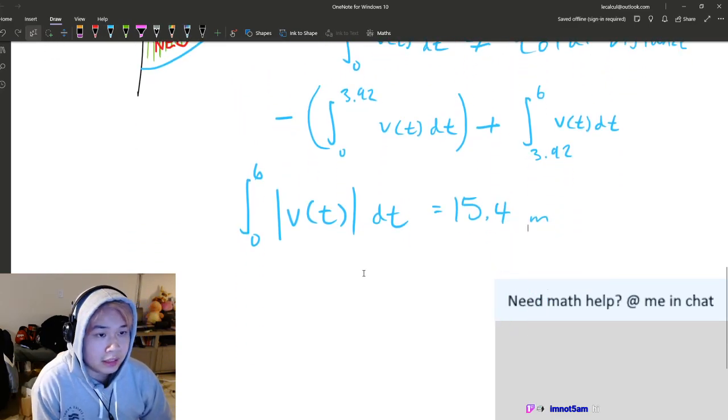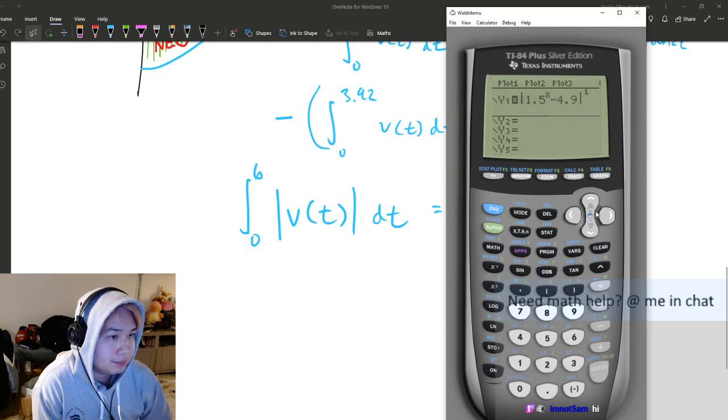And again, just to emphasize, I'm going to show you the integral of it without the absolute value.